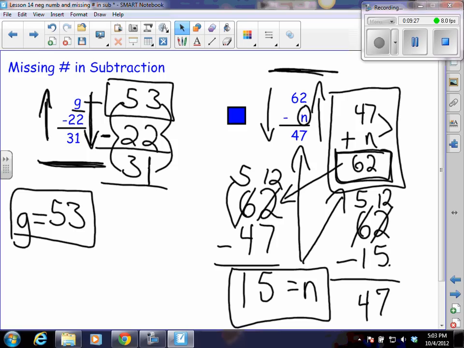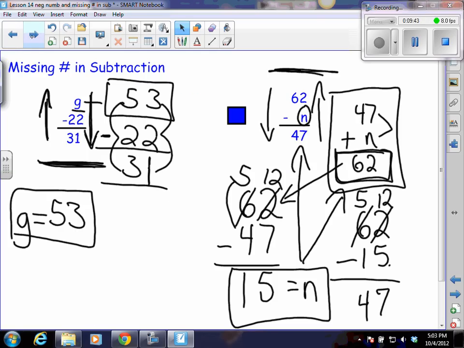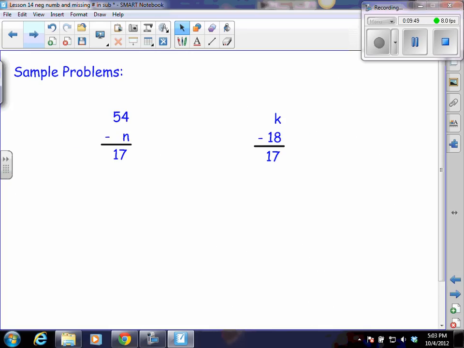And that's what we want to look at when it comes to missing numbers in subtraction. Understanding this principle of how subtraction works in one direction and checking the answer works in the other direction, then we can apply that to finding missing numbers in subtraction. Then I will leave you with a couple sample problems, and you can work on those.